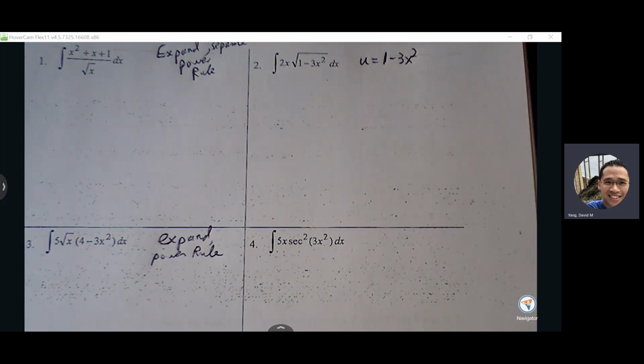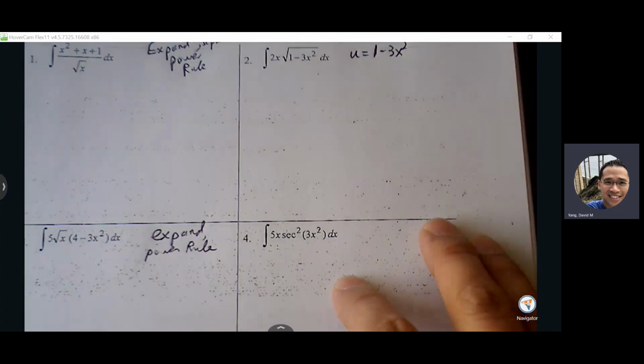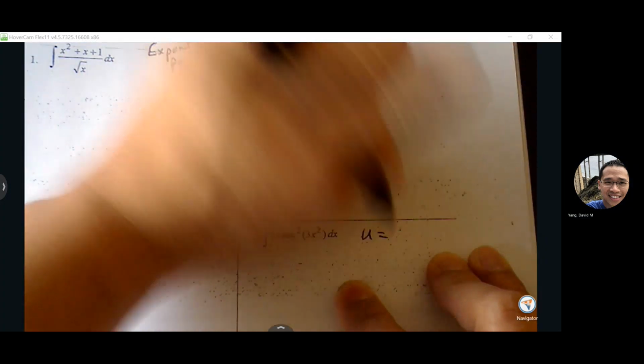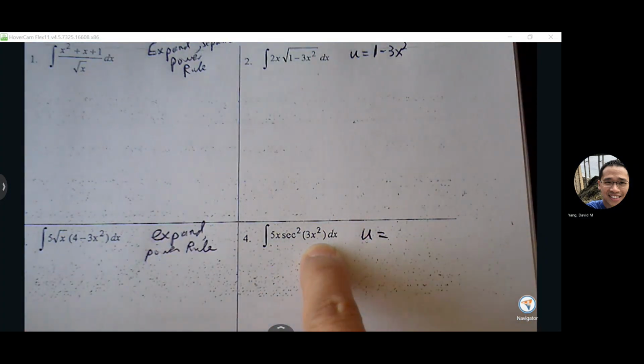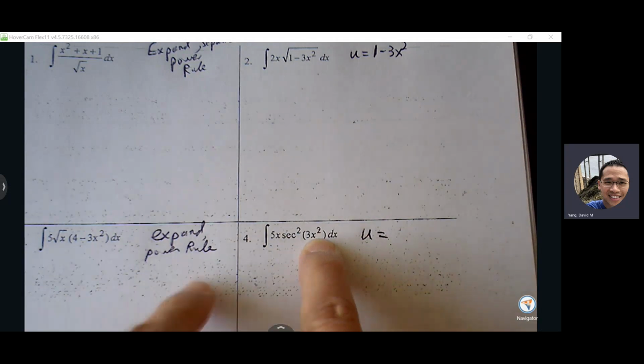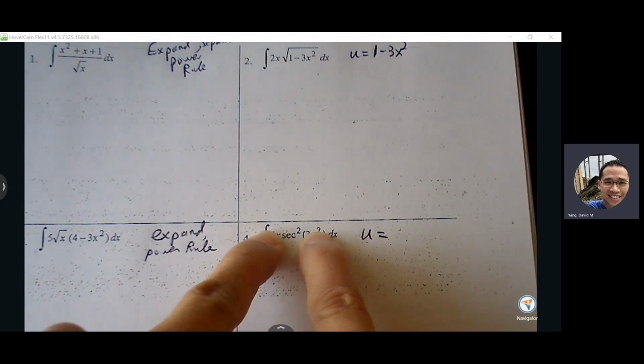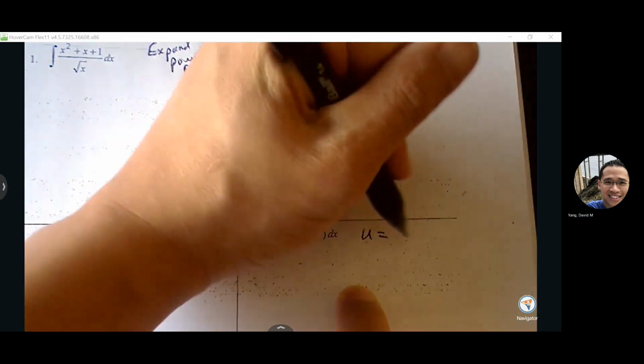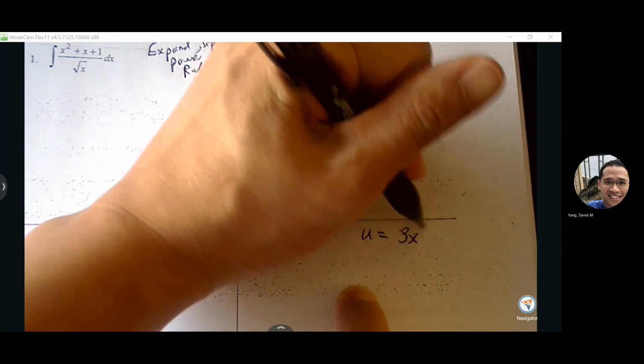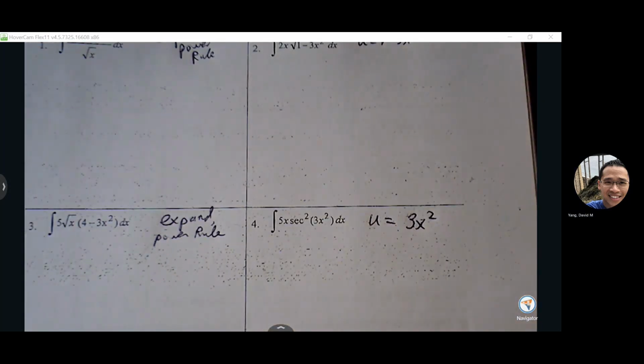Whenever you see trig, usually that's an indication that I'm probably going to have to rely on u-substitution, because I can't do power rule with trig. So what's our u value for number 4? 3x squared, right? That will handle the 5x, and we're left with the integral of secant squared u, and that's going to end up with secant squared giving us tangent. Okay.